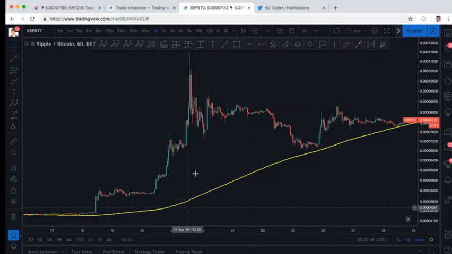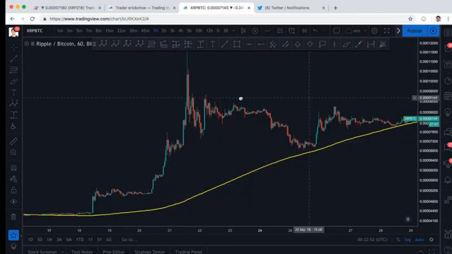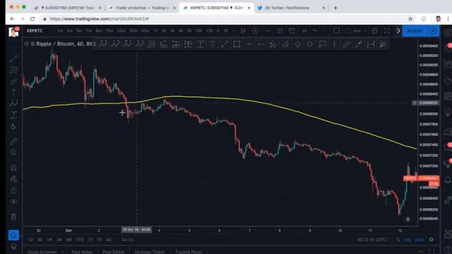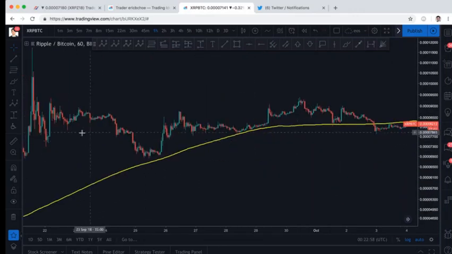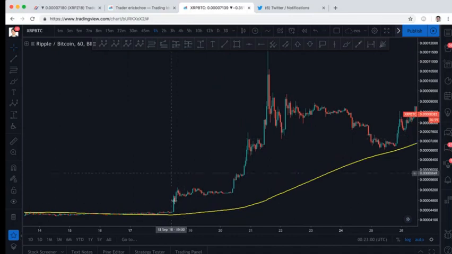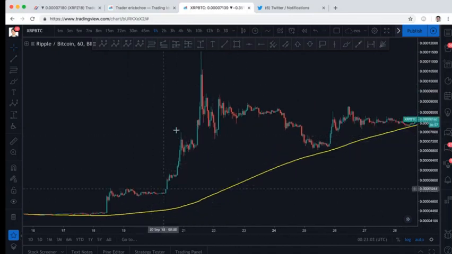If price is above the 200 moving average, we are in an uptrend. If price is below the 200 moving average, we are in a downtrend. Right, guys? Very simple. So how do I gain entries and exits on this?